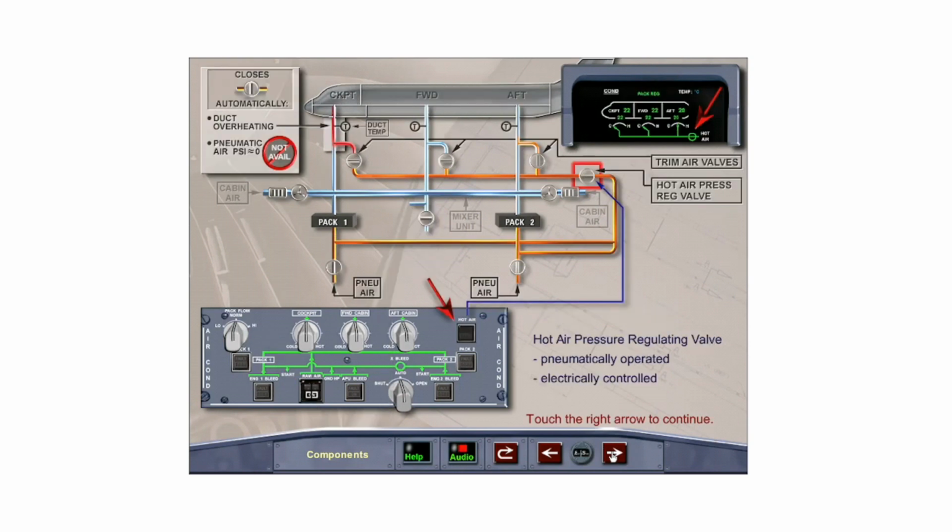The hot air pressure regulating valve is pneumatically operated and electrically controlled by the hot air push-button switch on the air conditioning panel. The valve supplies the trim air valves with hot pneumatic air which is tapped upstream of the packs. The valve will close automatically if the duct overheats or in the absence of pneumatic pressure.